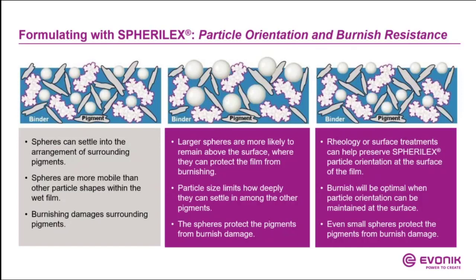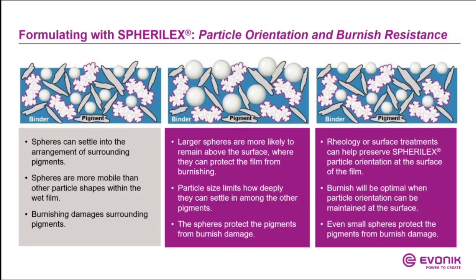On the left-hand side picture, you see that the spheres can settle down into the arrangement of the surrounding pigments, so they are not really visible at the surface and cannot act at the surface. For improving the burnish resistance and the wet scrub resistance, it is very necessary that the spherical particles appear at the surface. If it is like on the left side, then the spheres are more mobile than other particle shapes within the wet film, and the burnishing can damage the surrounding pigments which are on the surface.